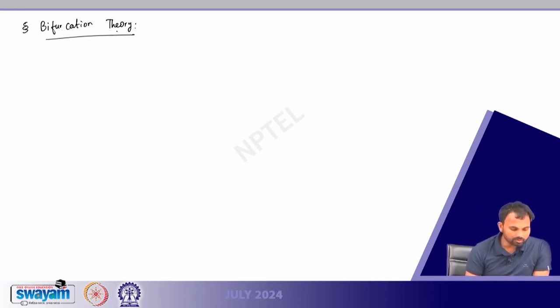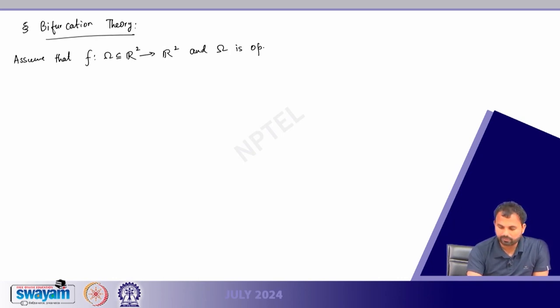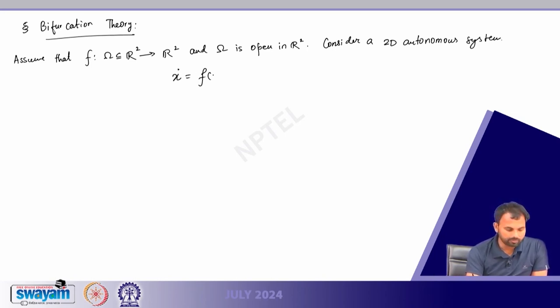Okay. So suppose we assume that we have F mapping from omega, a subset of R2, to R2, and omega is open in R2. Now consider a two-dimensional autonomous system. That means x dot equals f of x, call it equation number 1, right.